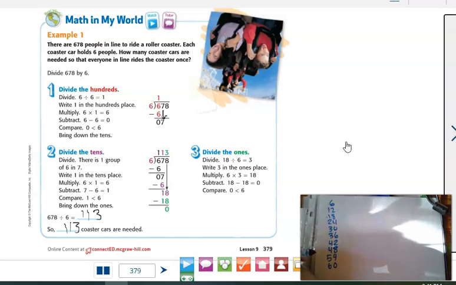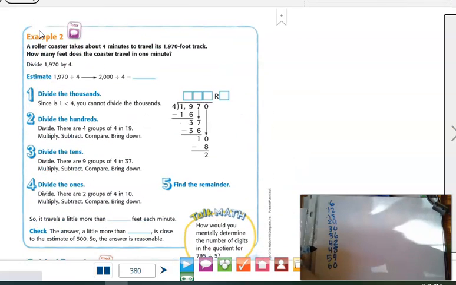There's the first example. Let's look at the second. A roller coaster takes about 4 minutes to travel its 1,970-foot track. How many feet does the coaster travel in 1 minute? So we're dividing 1,970 by 4.